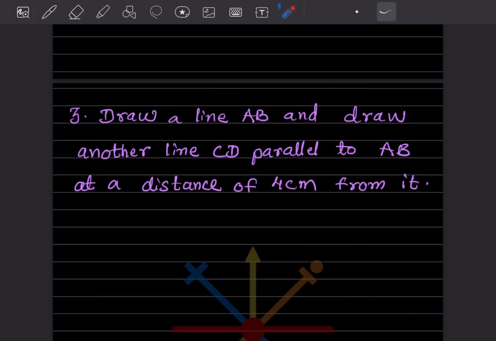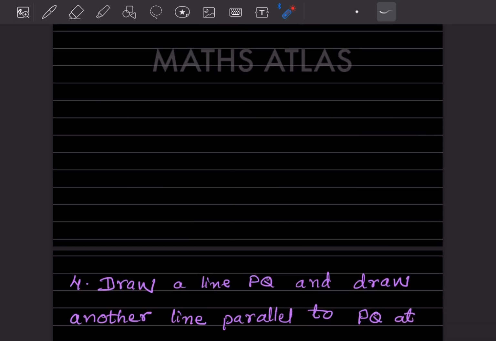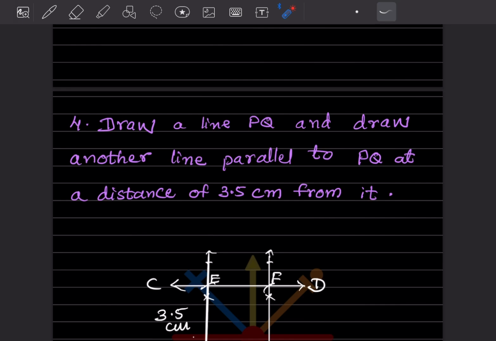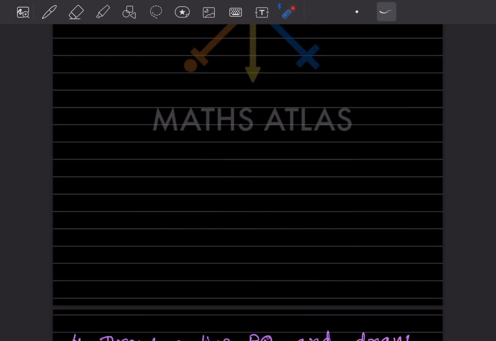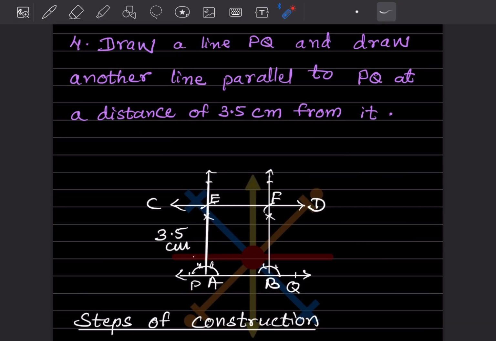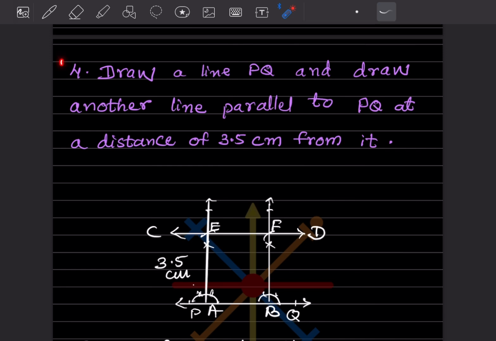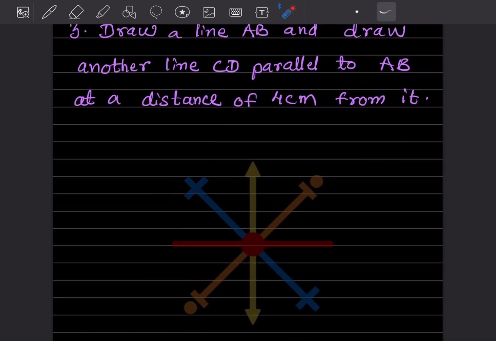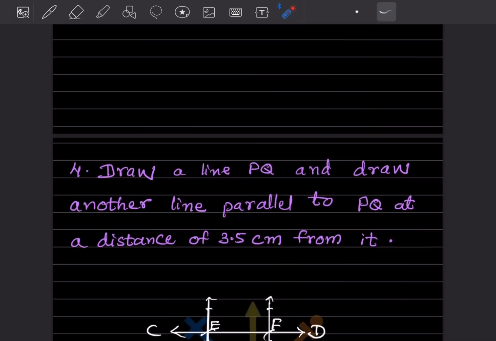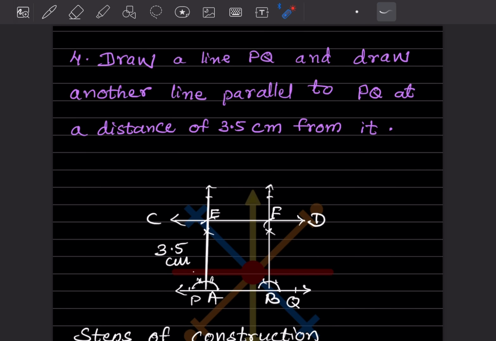I haven't done the construction for this one because we have question number 4. Here it's the same. Draw a line PQ and draw another line parallel to PQ at a distance of 3.5 centimeter. If you understand this one, you can easily do question number 3. Now let me explain question number 4. Draw a line PQ and draw another line parallel to PQ at a distance of 3.5 centimeter from it.